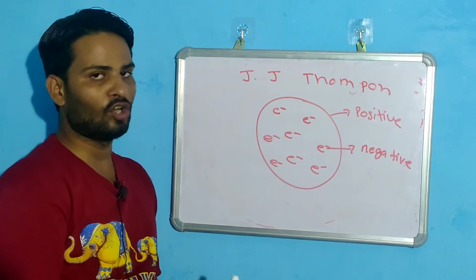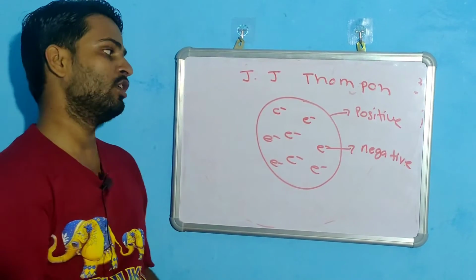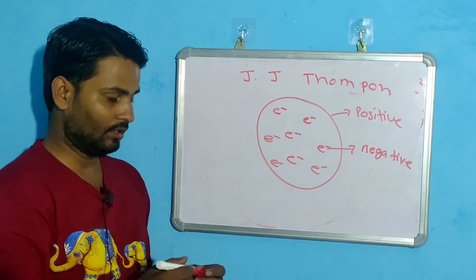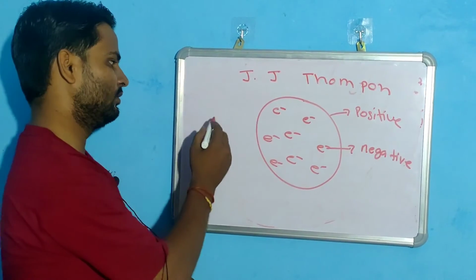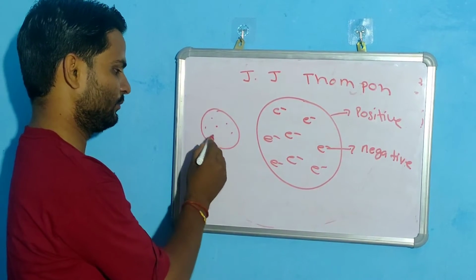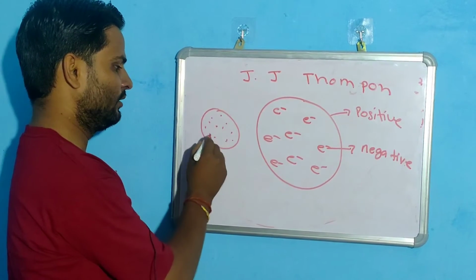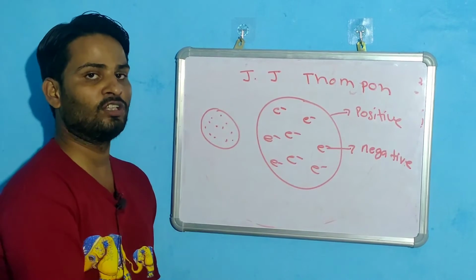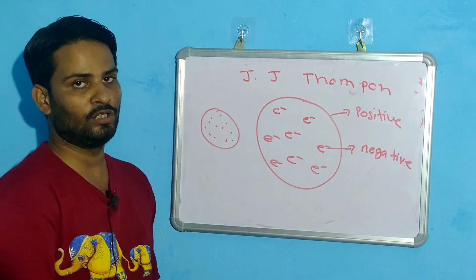This model proposed by J.J. Thomson is also known as the plum pudding model, because the structure of this atom looks like the pudding cake which we use mainly at Christmas. That's why this model is also known as the plum pudding model.